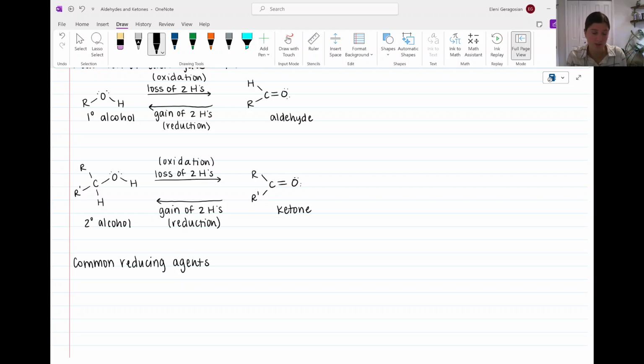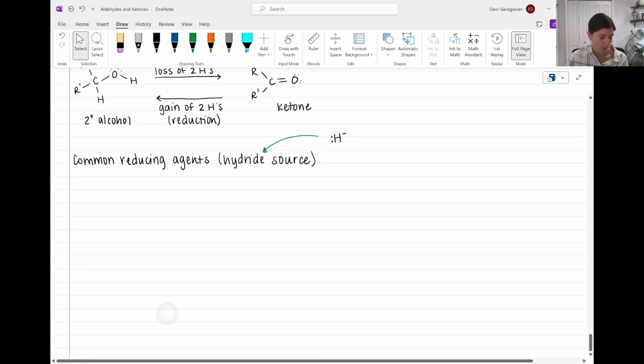Both of these common reducing agents must be sources of hydrogens. They also must be a source of a hydrogen with electrons to create a bond, and we call those hydrides. So a hydride source. Now remember, hydride is a negatively charged hydrogen. So a hydride has two electrons, a hydrogen with two electrons. So there are two common hydride sources that we will use for the reduction of aldehydes and ketones.